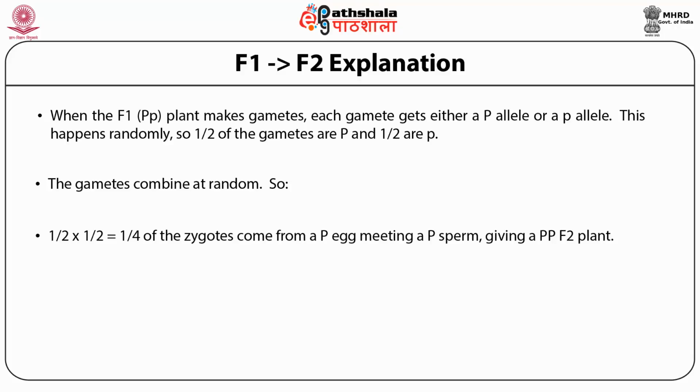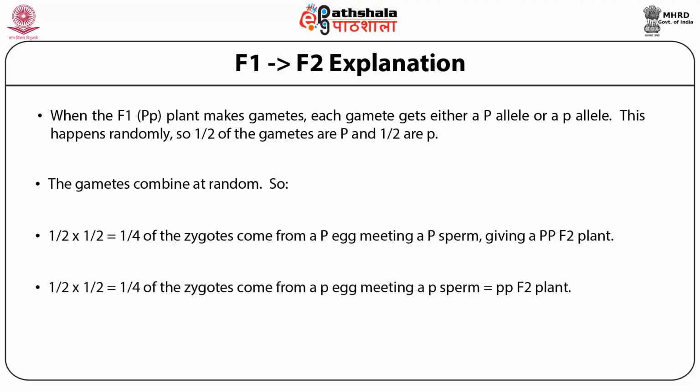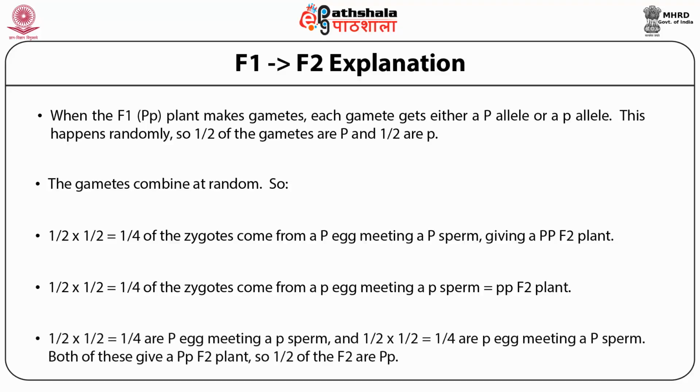come from a capital P egg mating a capital P sperm, giving a capital P F2 plant. 1/2 times 1/2 is equal to 1/4 of the zygotes come from a small p egg mating a small p sperm, resulting in a homozygous small p F2 plant. 1/2 times 1/2 is equal to 1/4 are capital P egg mating a small p sperm, and 1/2 times 1/2 is equal to 1/4 are small p egg mating a capital P sperm.